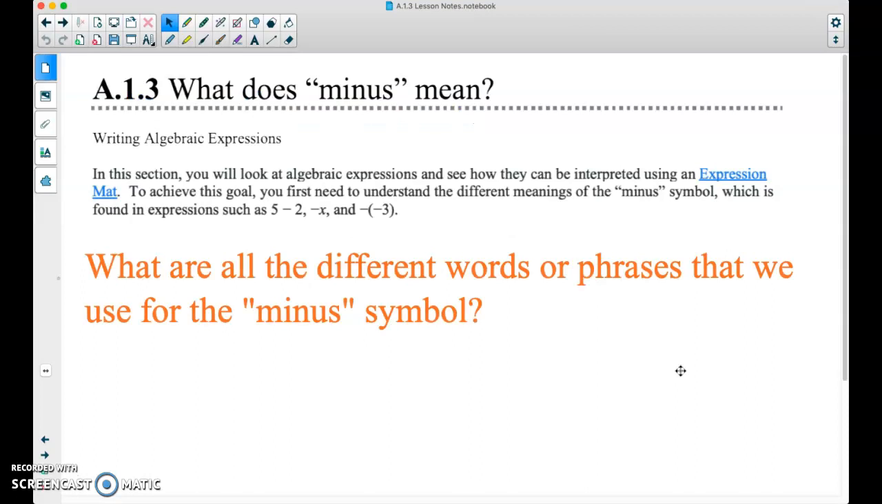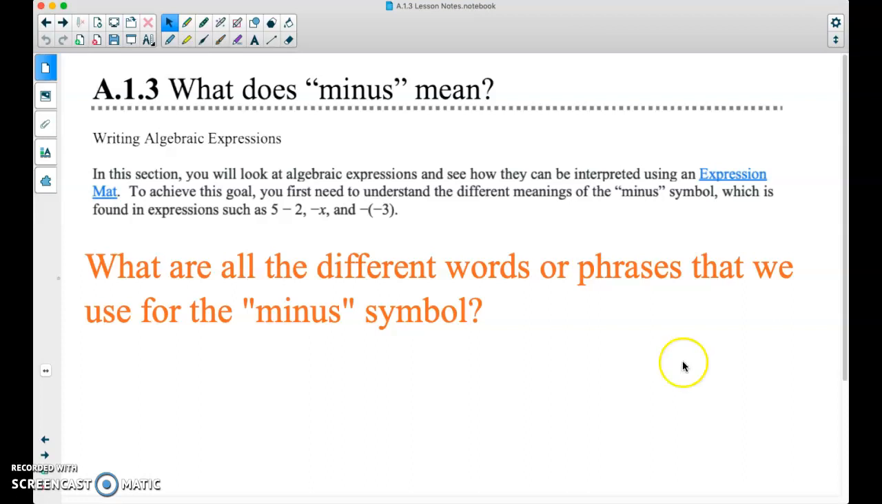All right, so A1.3, what does minus mean? So we are going to talk about writing algebraic expressions. So in this section, you will look at algebraic expressions and see how they can be interpreted using an expression mat. We'll talk about that more in just a minute. To achieve this goal, you will first need to understand the different meanings of the minus symbol, which is found in expressions such as 5 minus 2, minus x, and minus negative 3.